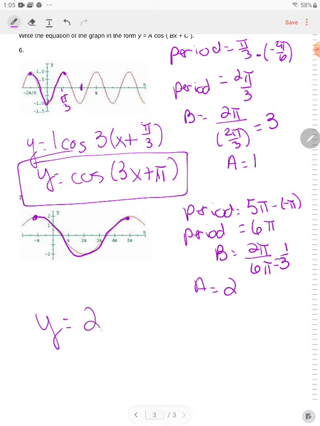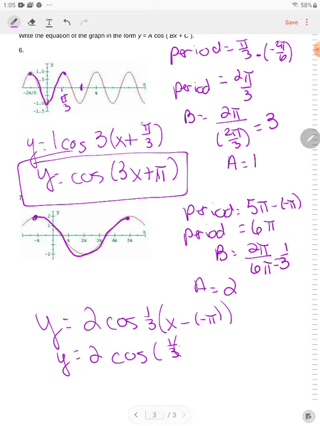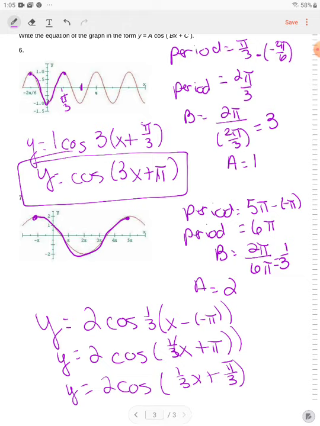So y is equal to 2 cosine your b value, which is 1/3 times x minus a negative pi. And the one above, I just changed the sign. Minus minus is a plus. So we have 2 cosine of 1/3 times x plus pi. And then again, distributing in the 1/3, y is equal to 2 cosine of 1/3 x plus pi over 3. So we're going to make sure that we find the amplitude, the period, so we can find the b value. And then any transformations, right or left, or up or down.